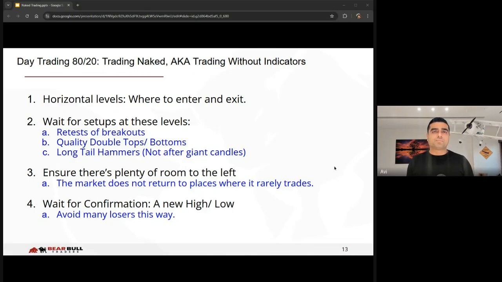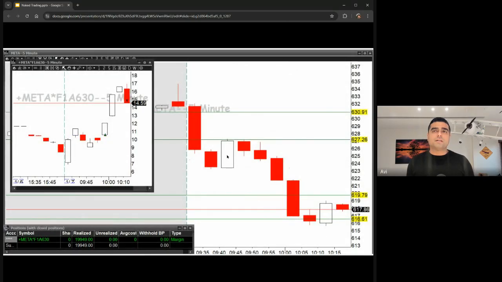So let's dig in. Here's one example. Again, you can see horizontal lines. I got these lines off of the daily chart. You can see Meta broke right through these lines. And you can see right here, it goes back, right? It breaks through this one here, about 627. It goes back to the level, right? It turns it into resistance.